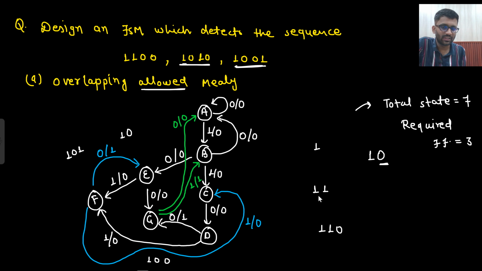What about C? If applied input is 0, I am going to the next state. If applied input is 1, I will look for the best case which is 1 1. So I will come back to C only. So if applied input is 1, I will come back to C only.